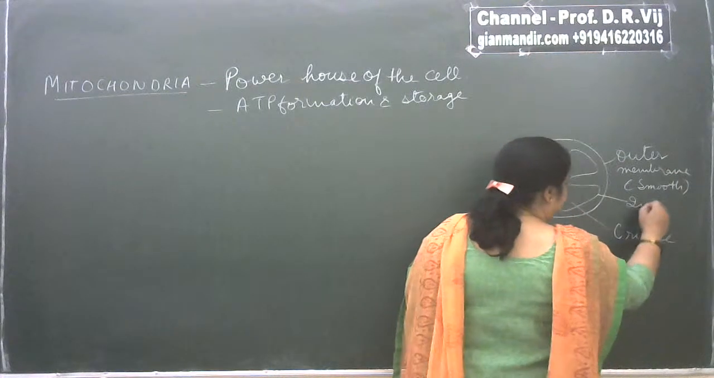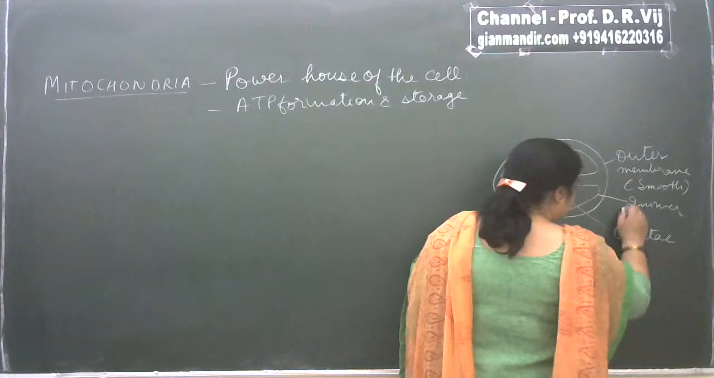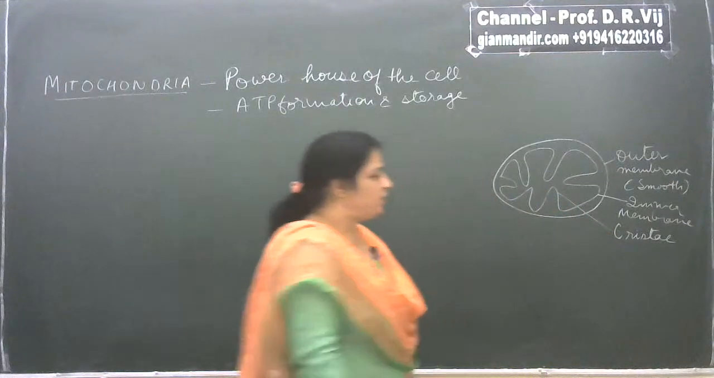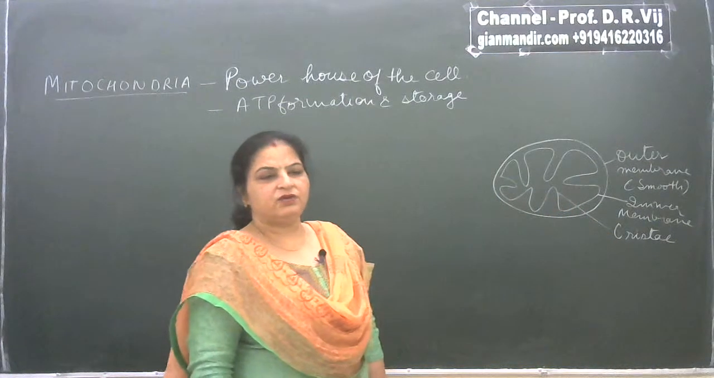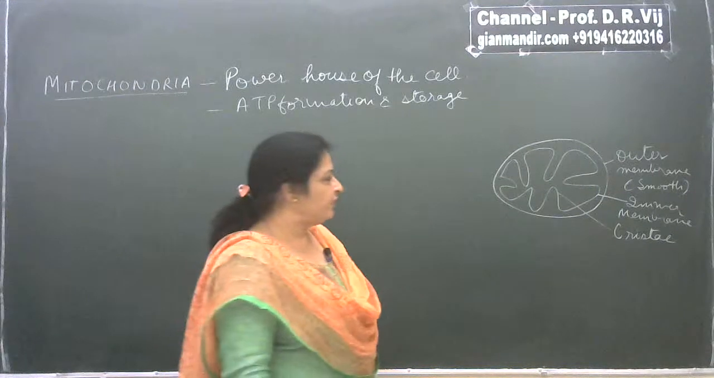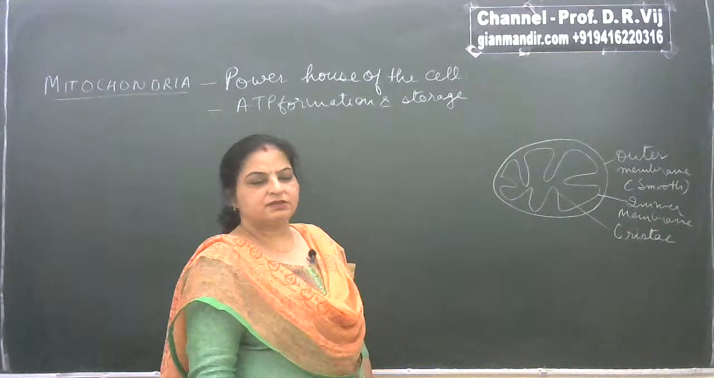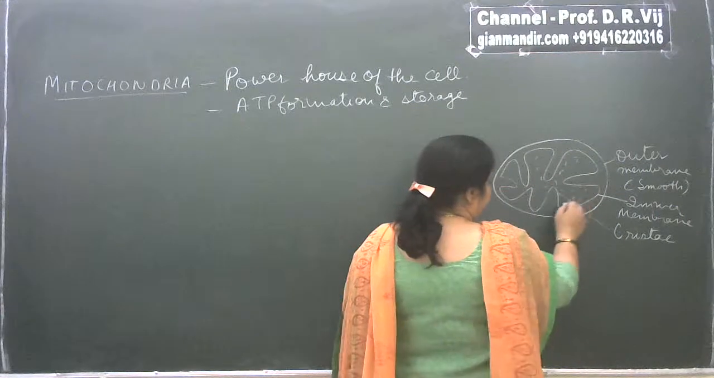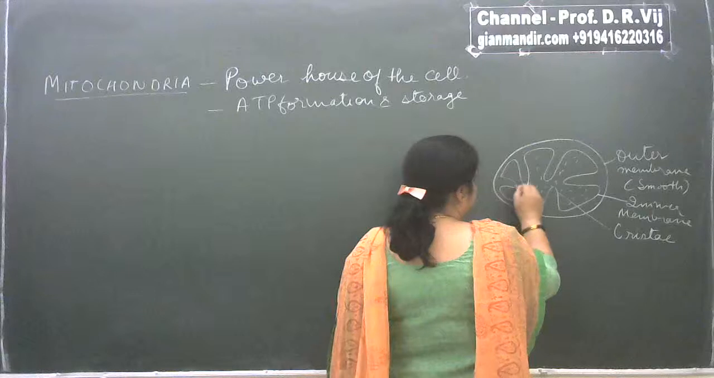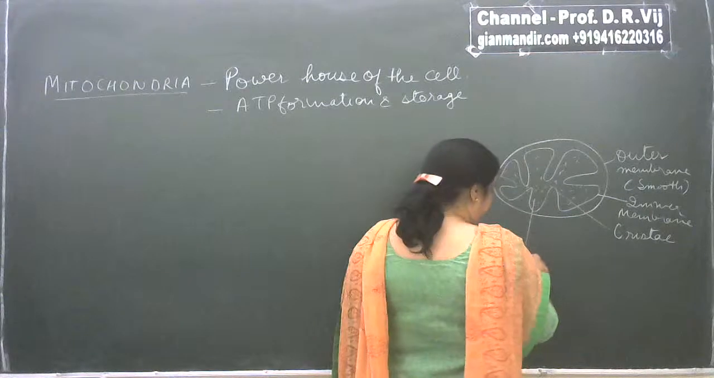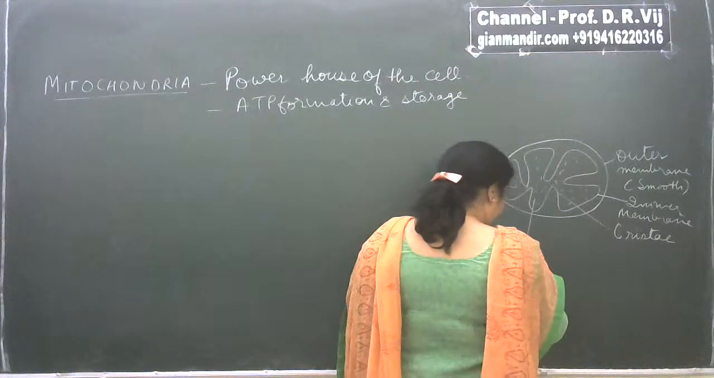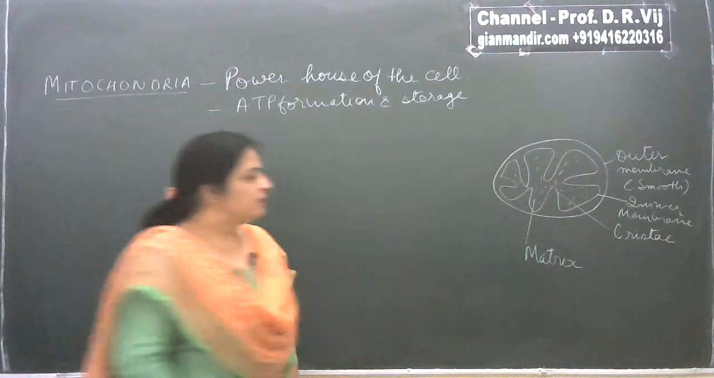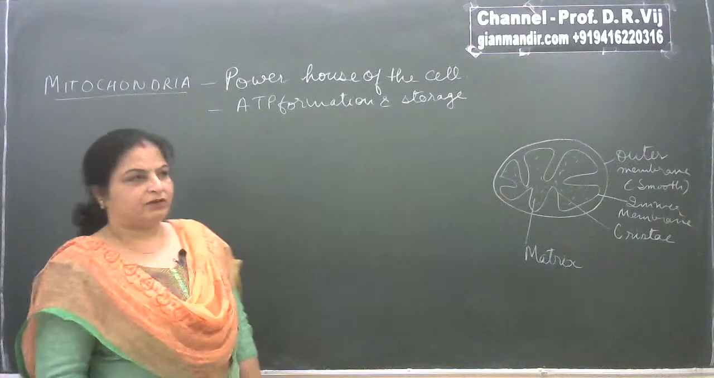And this one is the inner membrane. So you can see the inner membrane of mitochondria is deeply folded to form the finger-like projections, and these finger-like projections are known as cristae, whereas the outermost surface is smooth. And in between spaces there is a proteinaceous jelly-like material filled, and that material is known as matrix. So that is the structure of mitochondria.